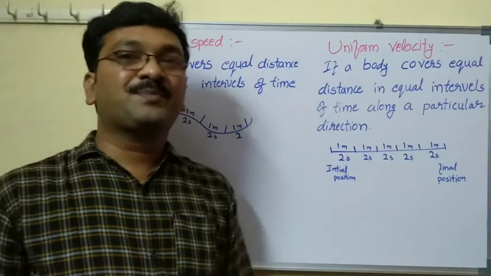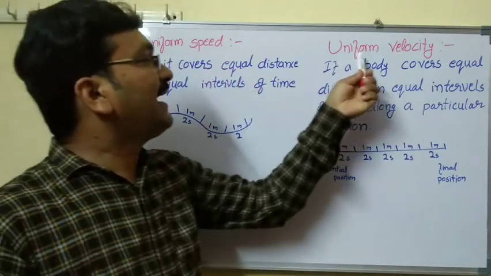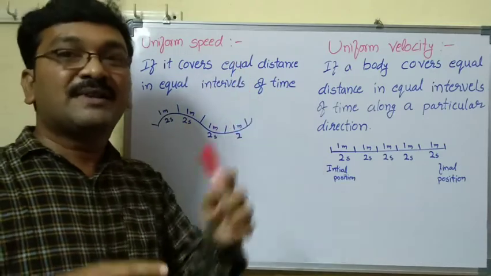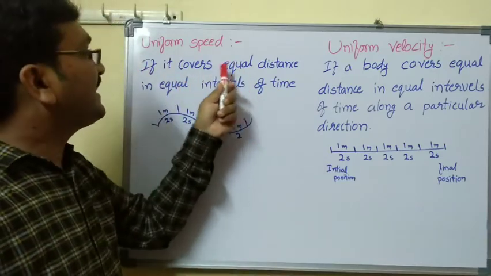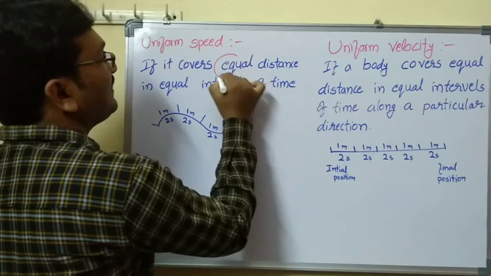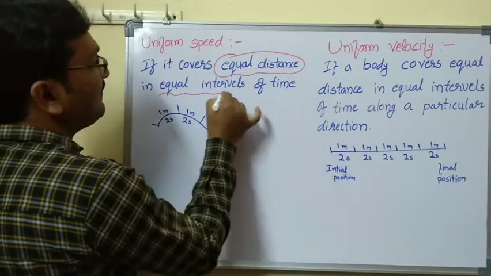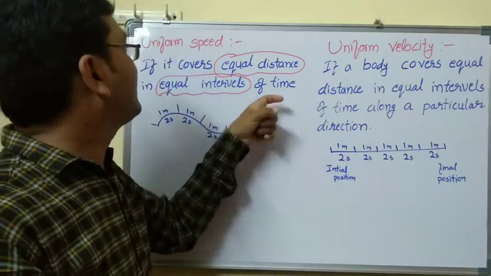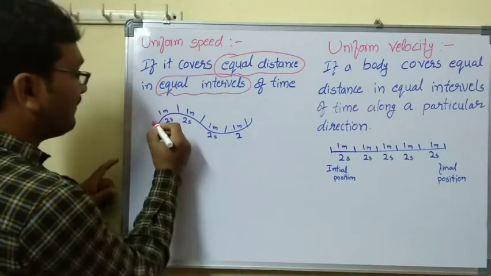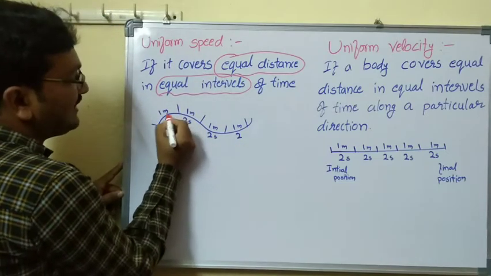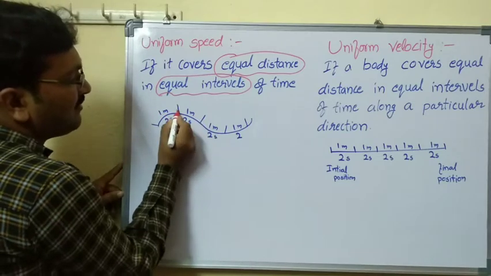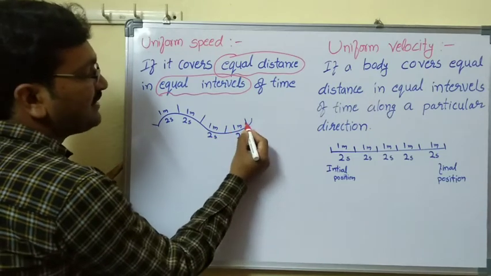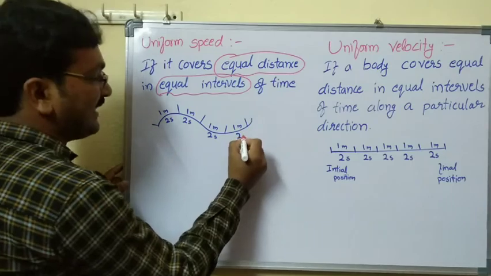Now the next topic: uniform speed and uniform velocity. If a body is moving with a uniform speed, it covers an equal distance in equal intervals. Equal distance in equal intervals is called uniform speed. See here, from this bar to this is 1 meter in 2 seconds. Here to here, 1 meter in 2 seconds. Here to here, 1 meter in 2 seconds. Here to here also, 1 meter in 2 seconds.